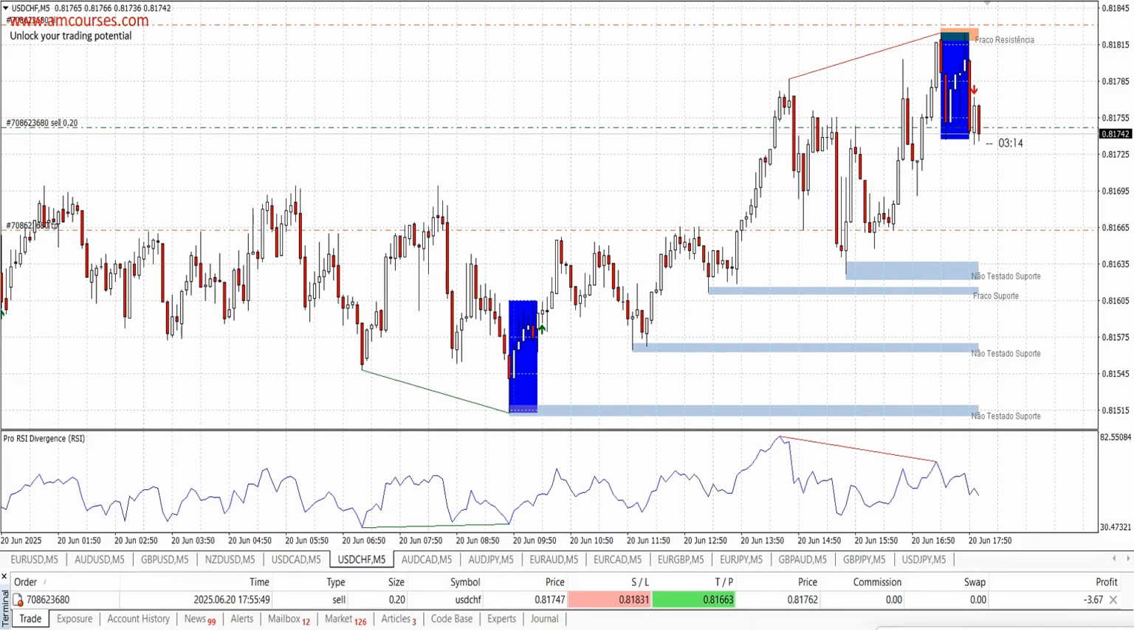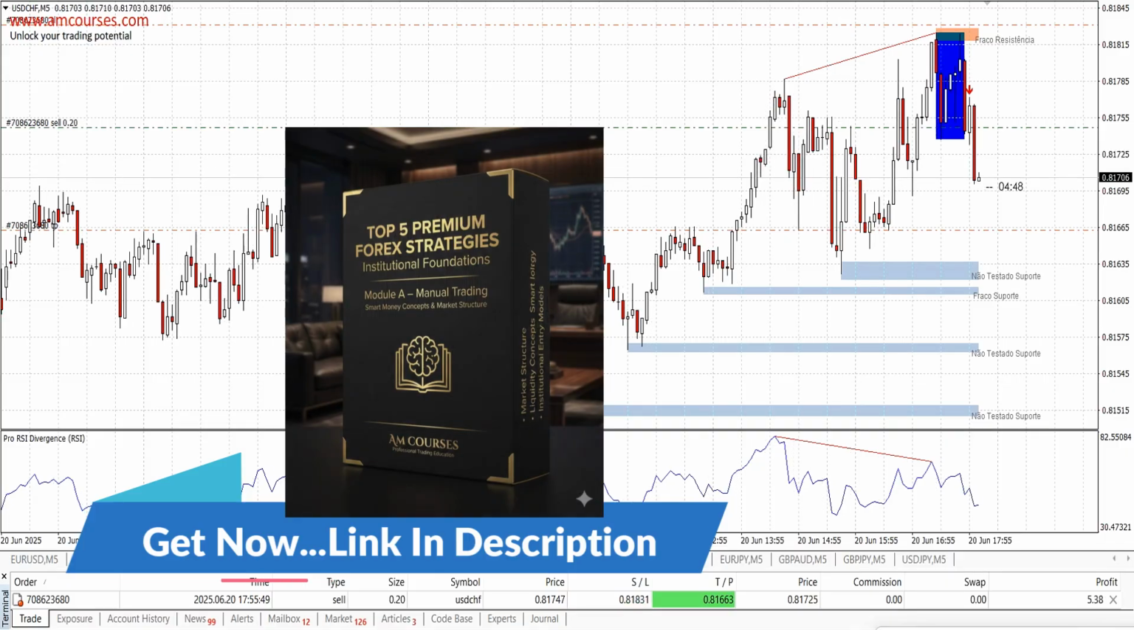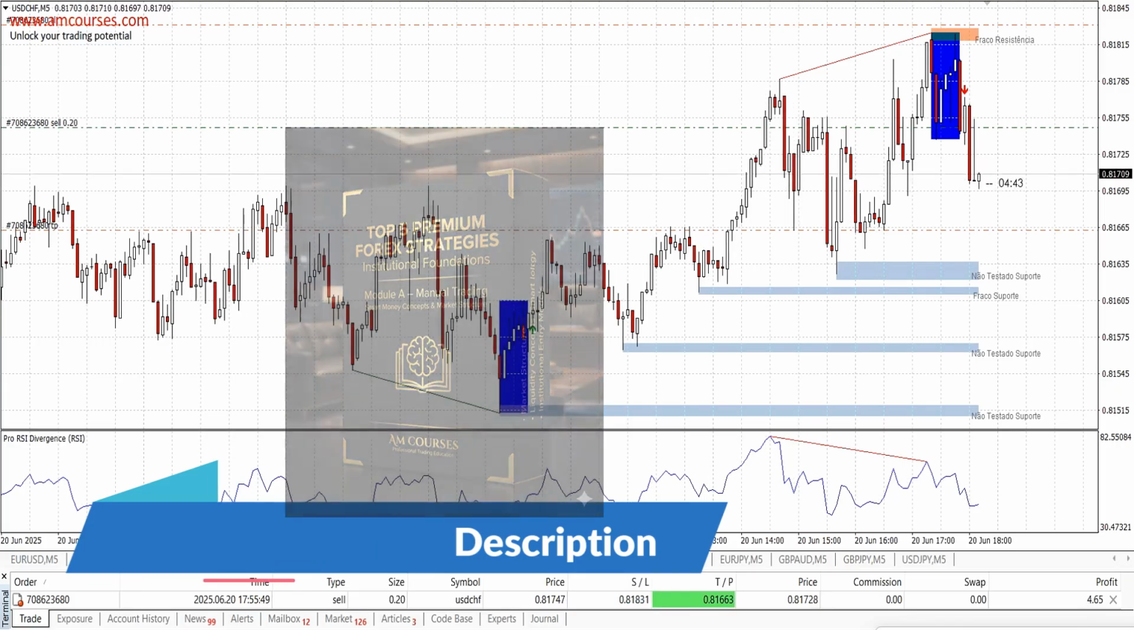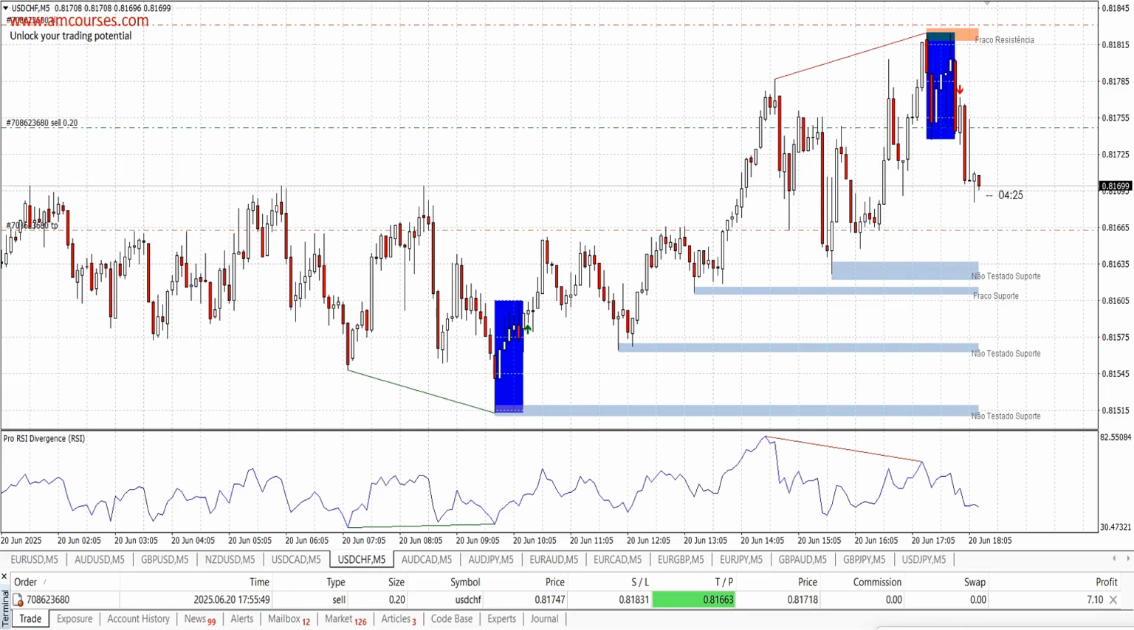In today's video, I'm going to show you the RSI Divergence Signals Indicator for MT4. If you're into Forex trading, especially on lower time frames like M5 or M15, this tool can make your entries sharper. It helps you spot buy and sell zones and shows reversal signals. Whether you're scalping or day trading, this indicator keeps things clear and easy.